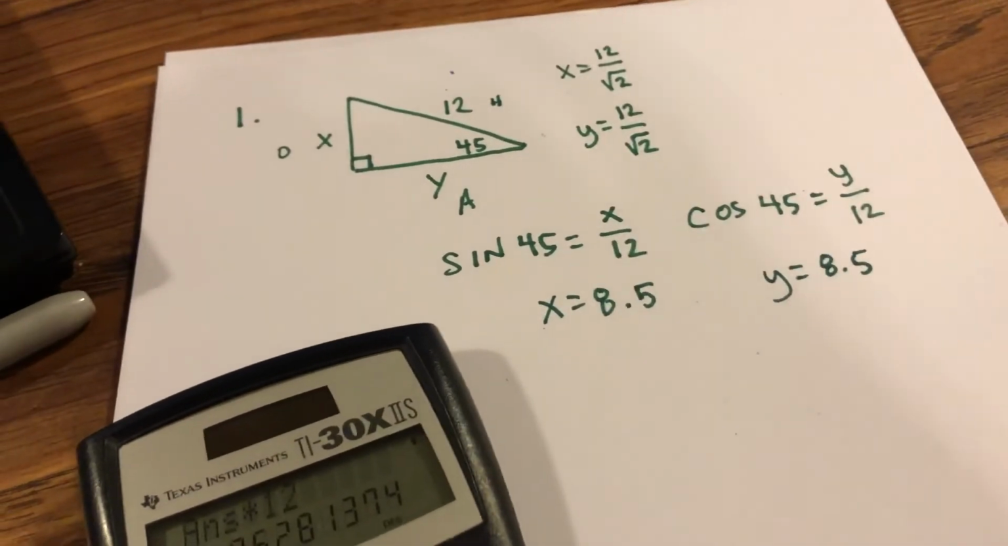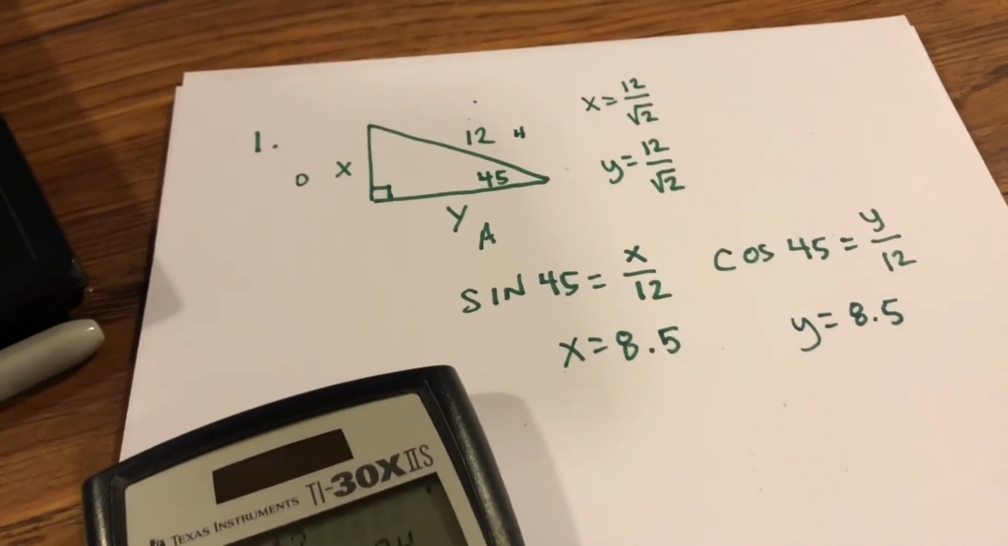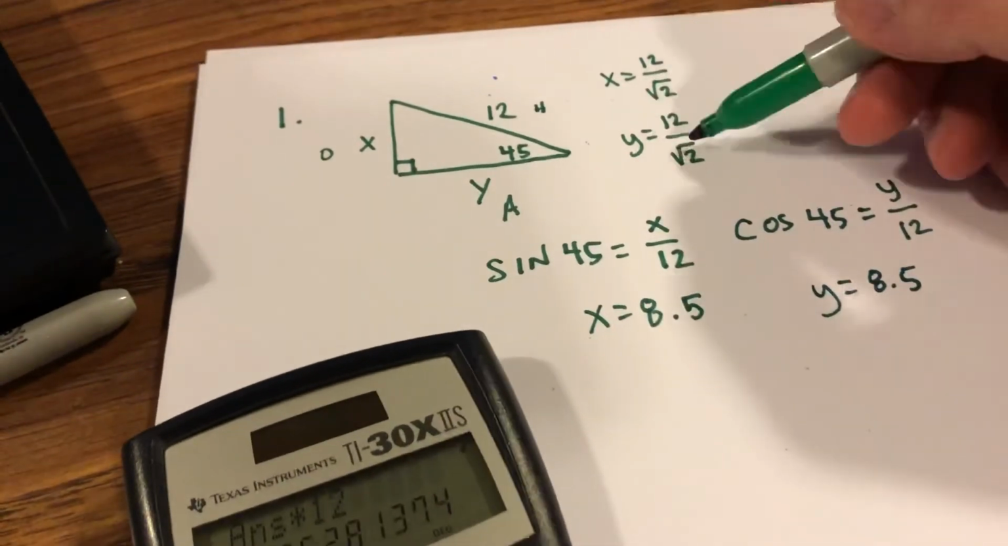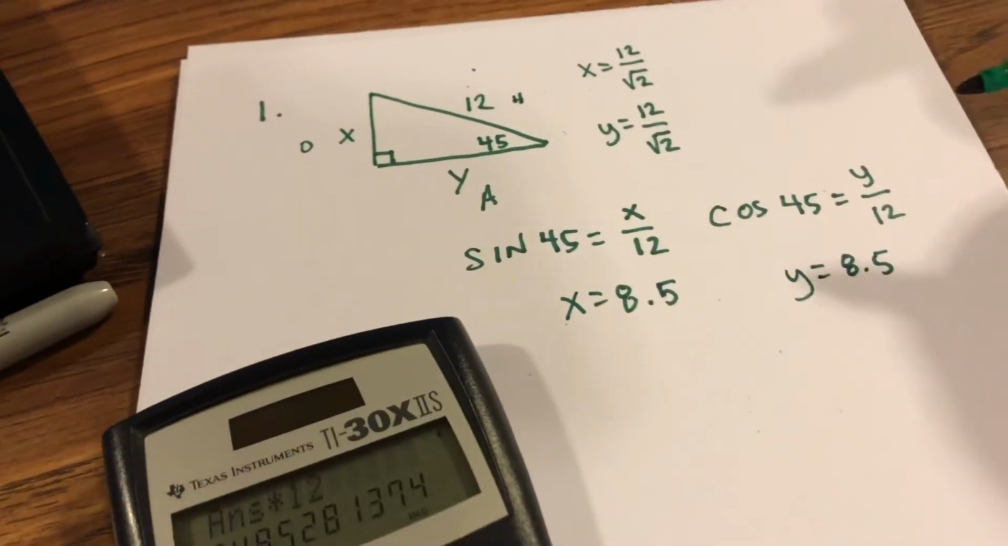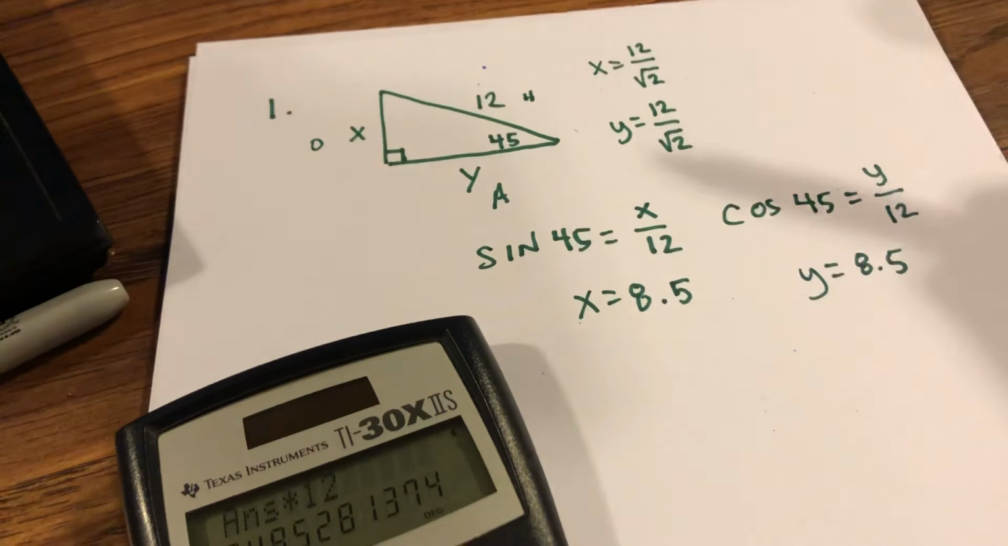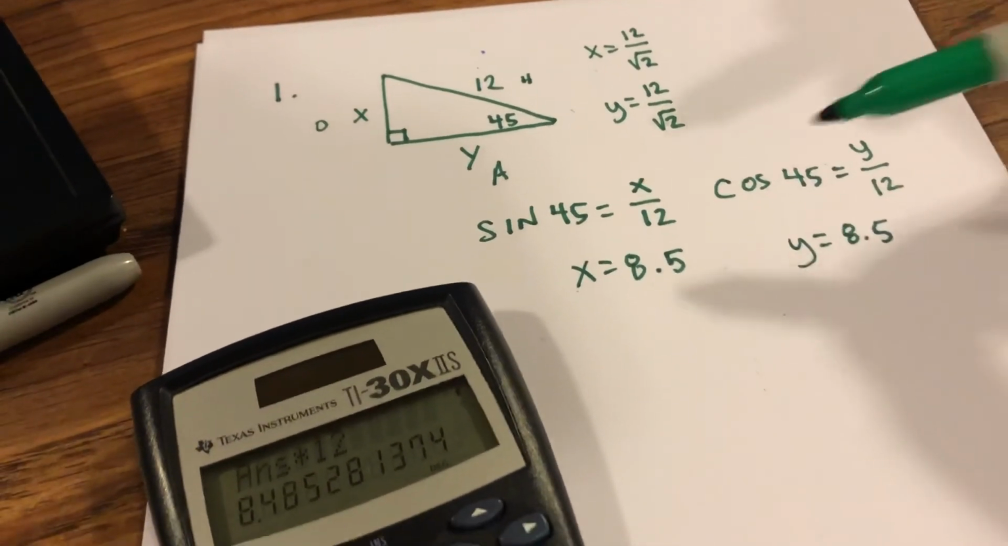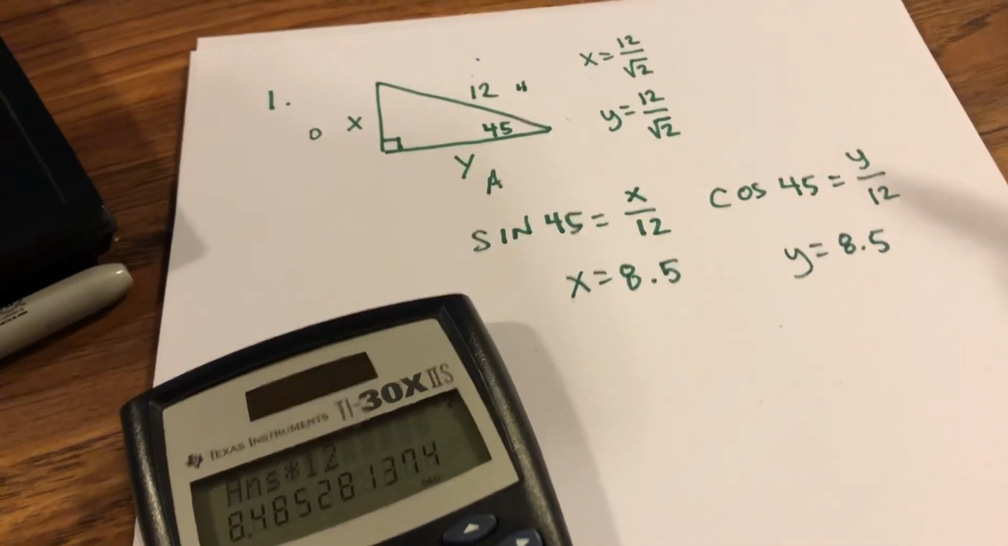So as you are looking at this two different ways, both of these sets of answers would be correct, depending on whether you're going to use your special right triangle rules or your trigonometry.